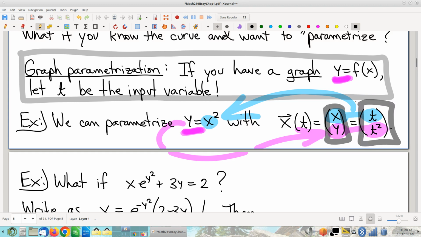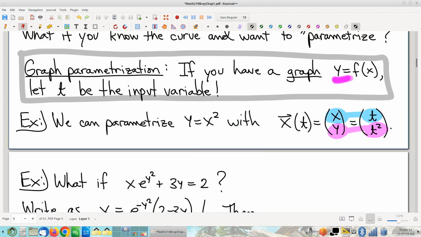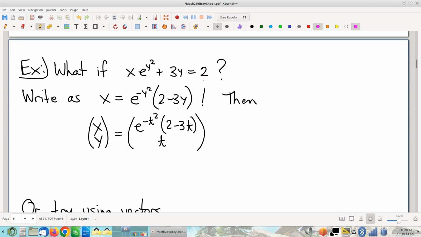Okay. All right, so please make sure to know this very simple rule. If you want to use this trick, the condition is that it's got to be a graph. But assuming you have a graph, just let t be the input variable, and it always works out. Now, here's another example. This one's a little bit less of a freebie.